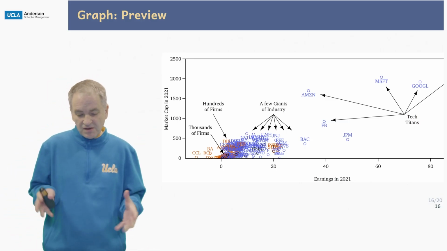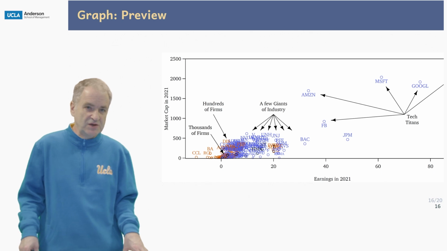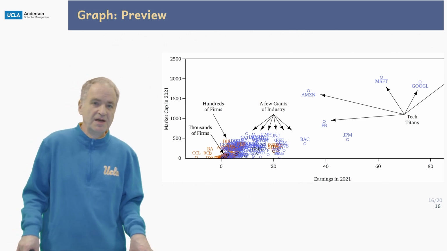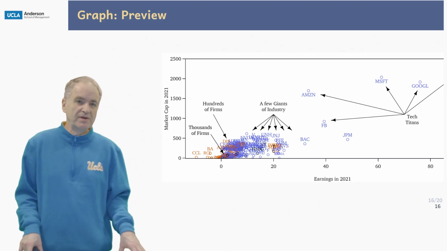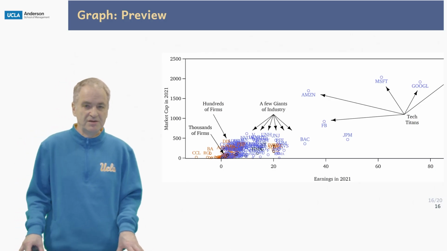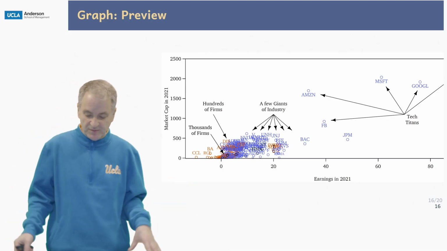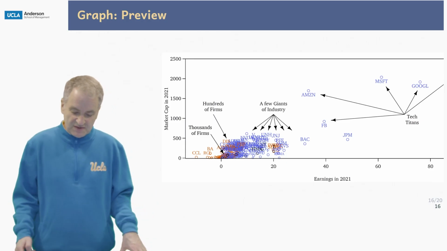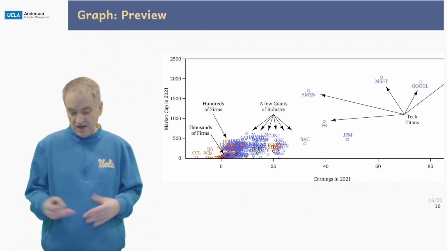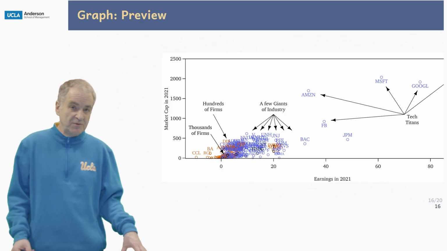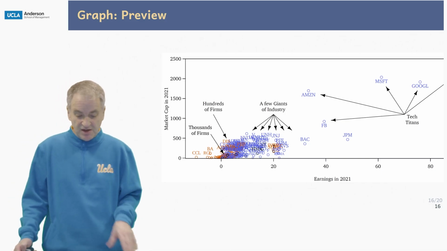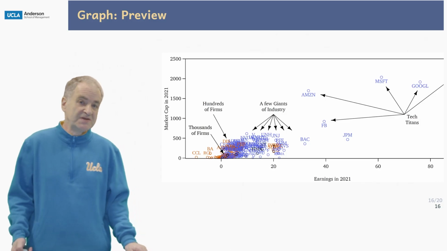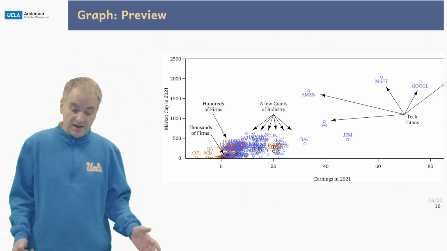And then you have hundreds of firms that have values between $100 billion and $500 billion. When it comes to firms worth less than $100 billion, there were just thousands of publicly traded firms. So what were their earnings in 2021? Well, they were all over the place. In fact, some of the companies actually lost money. If you look on the left side of this graph, you will see some companies in red, they lost money.